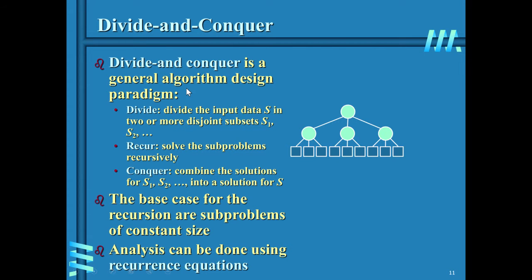Divide and conquer is a general algorithm design paradigm. Divide corresponds to dividing the input data S into 2 or more disjoint subsets S1, S2. Recur is solving the subproblems recursively, and conquer is the combine step, combining the solutions for S1, S2 into a solution for S. The base cases for the recursion are subproblems of constant size. Analysis can then use recurrence equations.